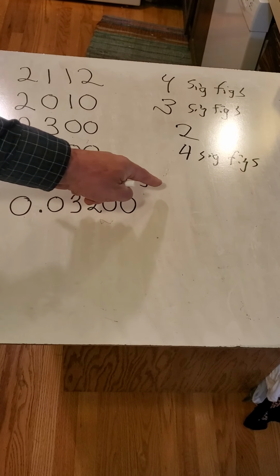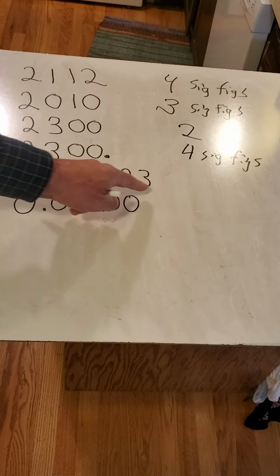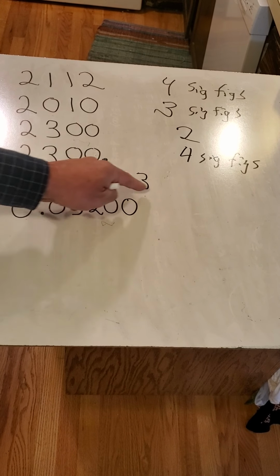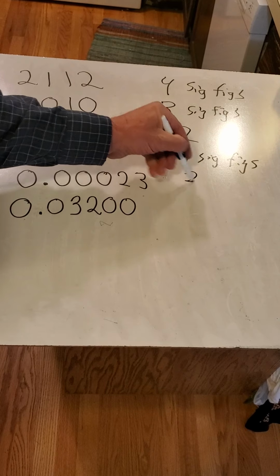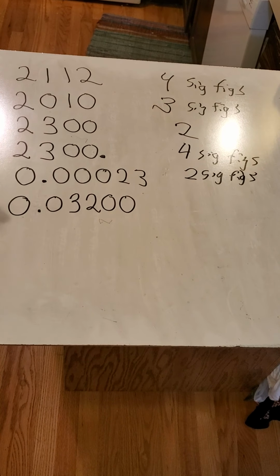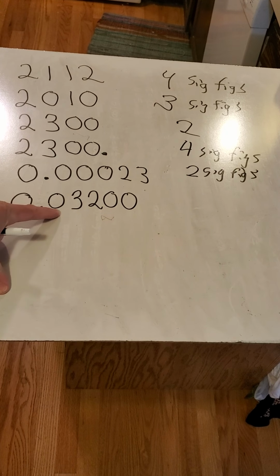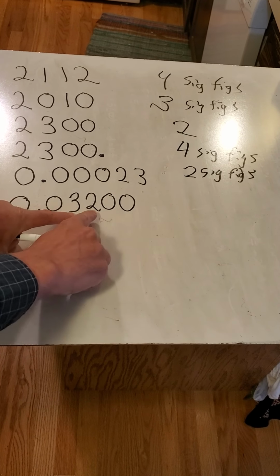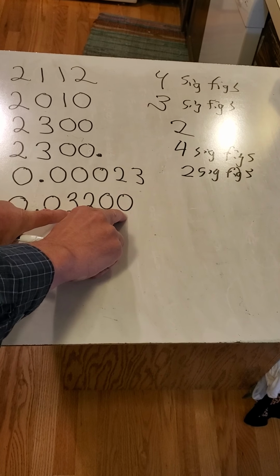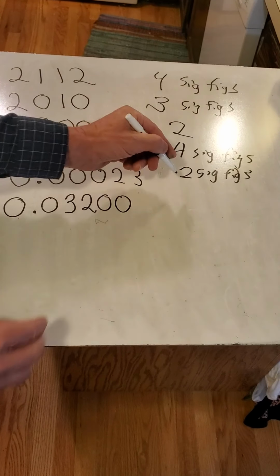Now again, this is leading zeros after a decimal. These are placeholders, so only the 23 here counts. So 2 sig figs. Finally, here we have a leading zero that doesn't count, 2 integers that do count, and then trailing zeros after a decimal that do count. So 4 sig figs.